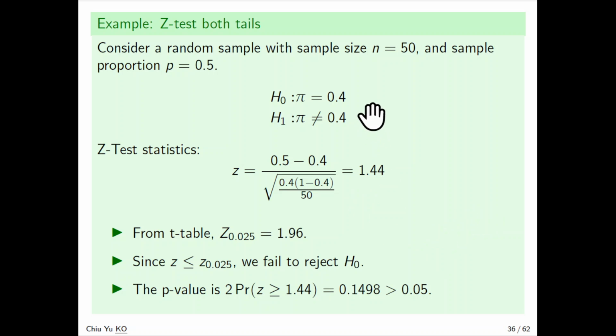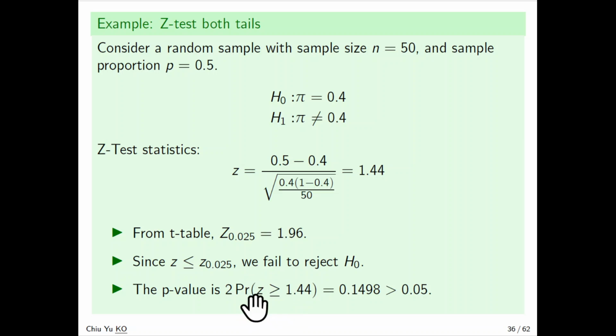So here we have n equal to 50. The sample proportion is 0.5, this is the sample mean, and the hypothesis is 0.4. So the test statistic is 0.5 minus 0.4 over the standard error, and it's 1.44. Looking at the z table, the critical value is 1.96. Here 1.96 is bigger than 1.44, so we can't reject.